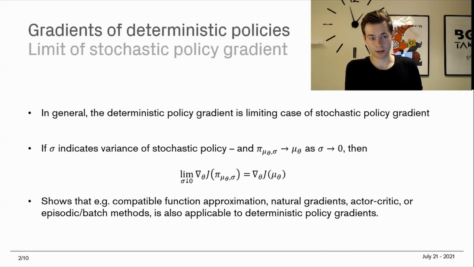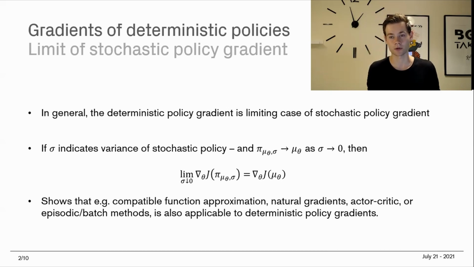The result then, the fact that these two policy gradients approach each other, shows that a number of results, a few of which are listed here, natural gradients, for example, actor-critic, episodic batch methods, and so forth, are also applicable to deterministic policy gradients. So the results are based on those limits, or on the existence of these gradients. And since one is the limit of the other, the results transfer to the deterministic case as well, which saves a lot of trouble and makes it possible to leverage a lot of the framework in the stochastic case, even in the deterministic one. So those are good news.